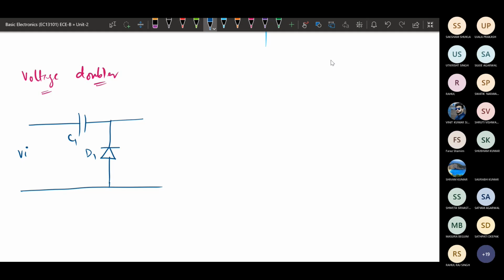In the previous topic, yes, it is a clamper, not a clipper. The previous topic we were going through was the positive clamper only. In the positive clamper, this was the circuit. The diode was initially in the reverse bias case, and we are having a capacitor. So this is the circuit of a positive clamper.